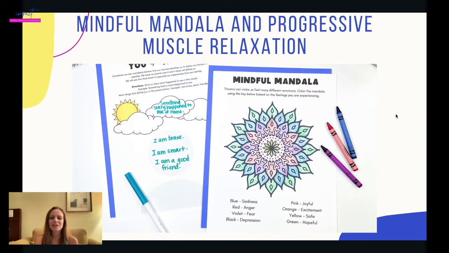First up is a mindful mandala and progressive muscle relaxation. So just pay attention to the first page here. The back one is something different, but it's a mindful mandala. So we're just talking about how trauma can make you feel many different emotions, and they're going to color the mandala in using the cube below based on the ones they're experiencing. So maybe they're experiencing all of them, maybe they're experiencing some, and they can scale it. So for example, if they're experiencing mostly anger, maybe their mandala will be mostly red and then have a little bit of fear or a little bit of sadness. So it's really interesting to see what they choose, and you can then talk about this.